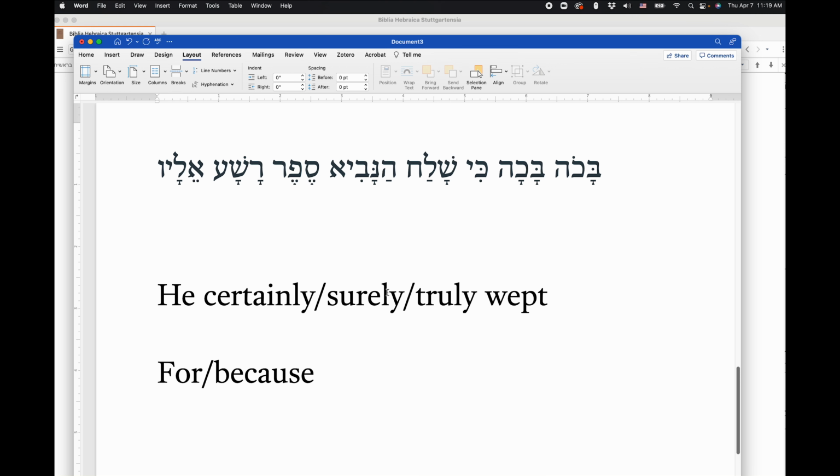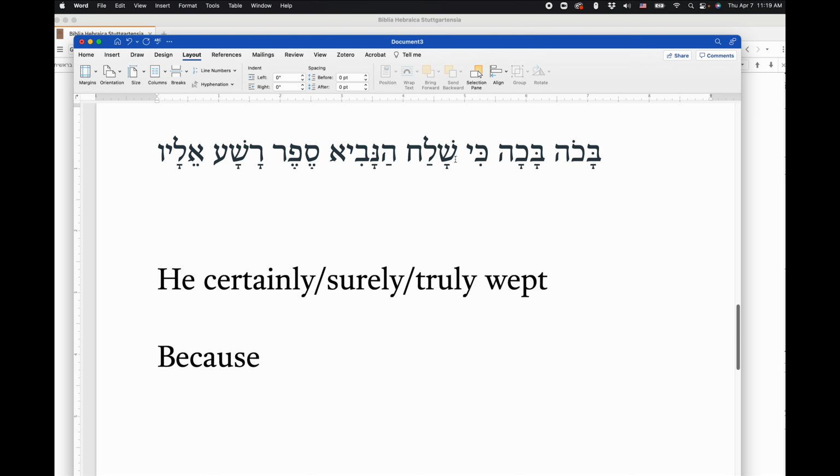So he certainly, he truly, he surely wept. Why did he weep? For, again, isn't the best, especially when it's cause. For can give you the sense that he's weeping on behalf of someone. He's weeping for them, like an empathetic sort of weeping. That is not what key is doing. Key is indicating the reason or giving an explanation for why he's weeping, not like he's weeping for the benefit of someone. Okay, so anyways, he certainly, surely, truly wept because shalach.